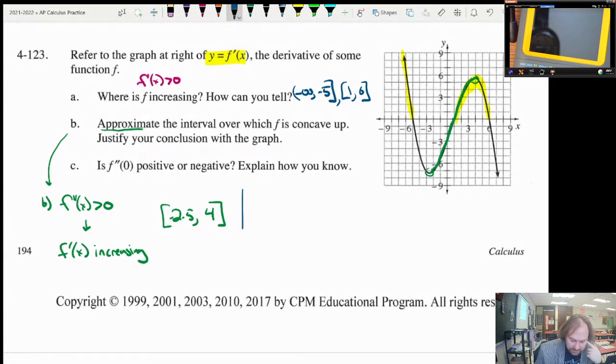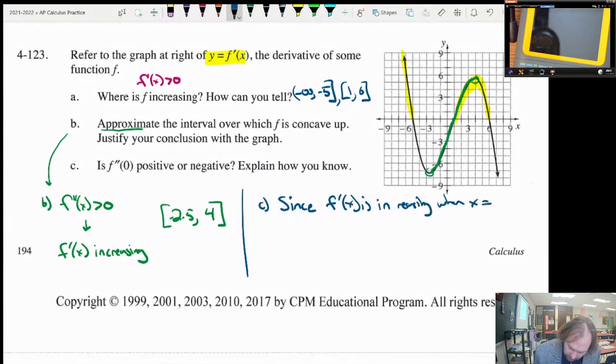Question C, is f double prime of 0 positive or negative? And explain how I know. Well, this kind of goes exactly with the question that we just answered. Since f prime of x is increasing when x is equal to 0, f double prime of x is greater than 0. That's a good way to say it. The derivative is increasing, therefore the second derivative will be positive.